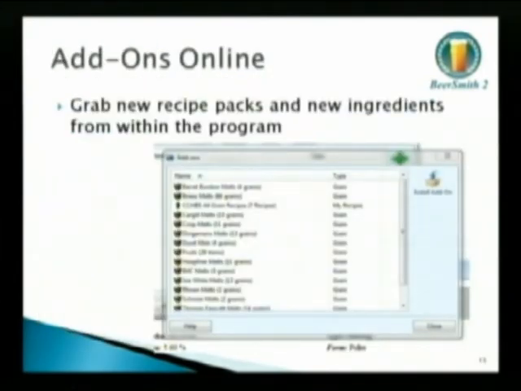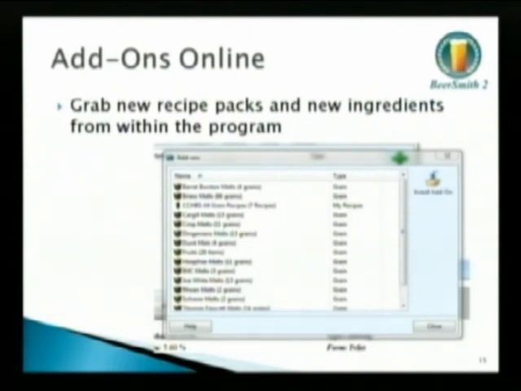Add-ons is a new feature in BeerSmith 2. Basically it lets you go to an online database and pull down new grains, new recipes, new malts, new ingredients from within the program. And it's as simple as clicking on the add-on button and then going down and picking the ones that you want to add.